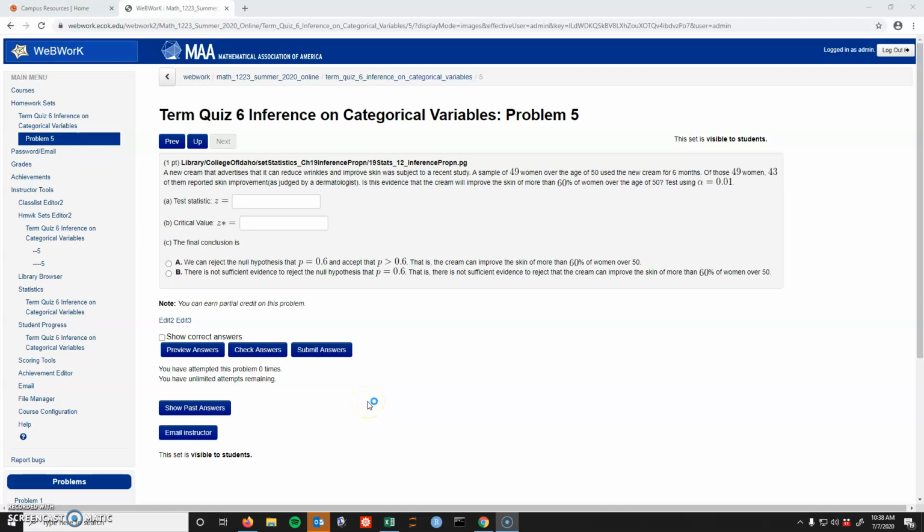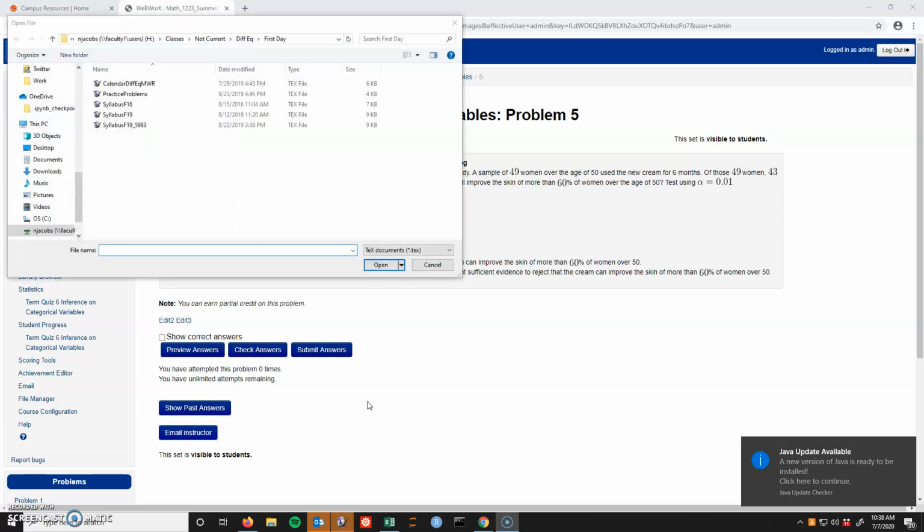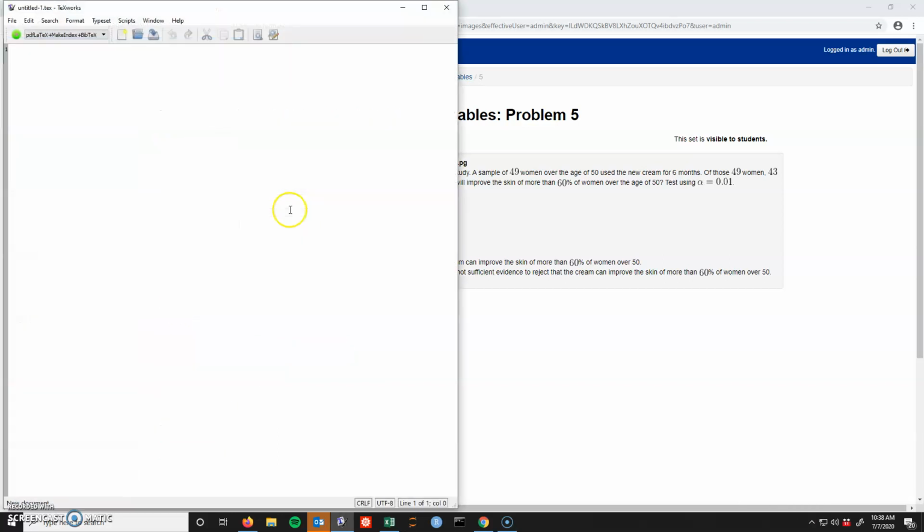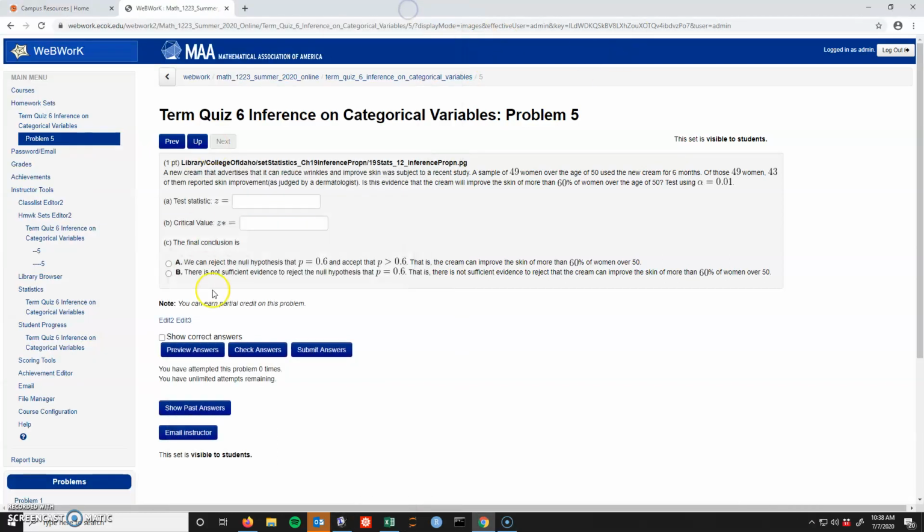Hey everybody. So I wanted to go through a typical problem here in this section. Sorry about that, getting stuff to open still on my computer here. Here we go.